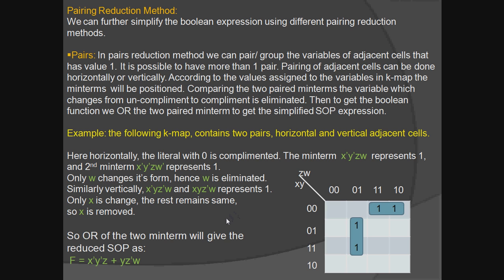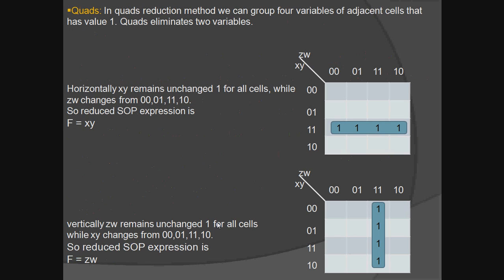So that way we can simplify the design of the logic circuits. Clear? Now, next one is quads. So in quads reduction method, we can group 4 variables. So we can group 4 variables of adjacent cells that has value 1. So quads will eliminate 2 variables.